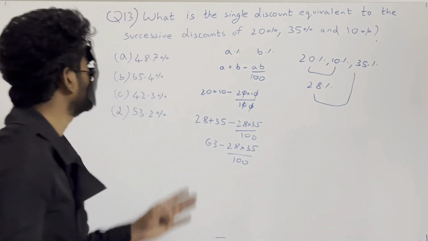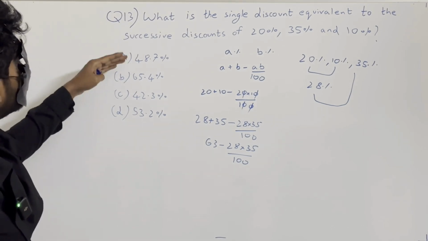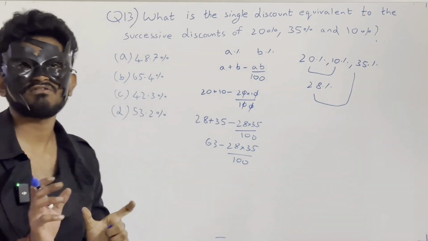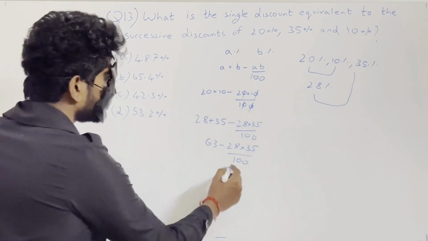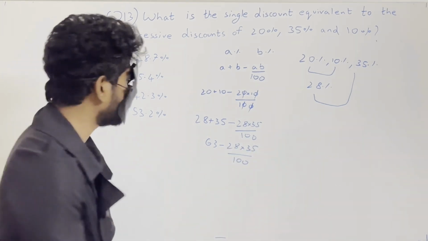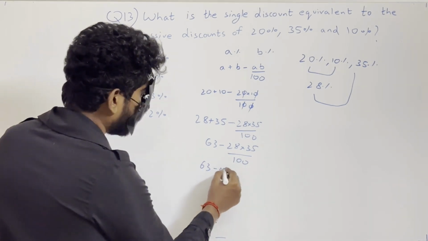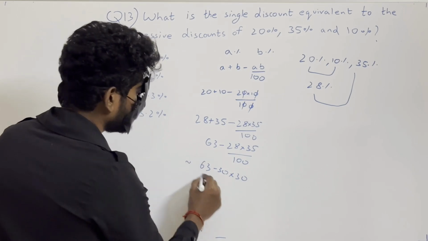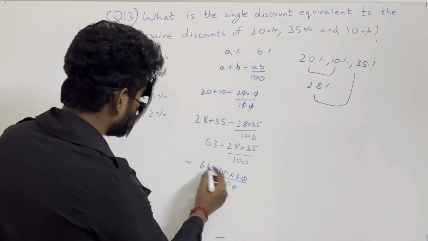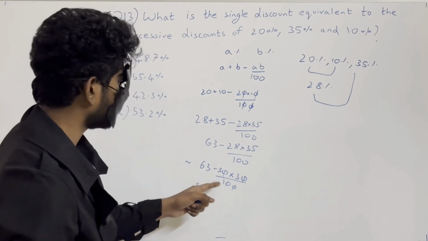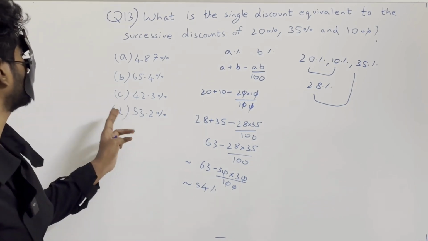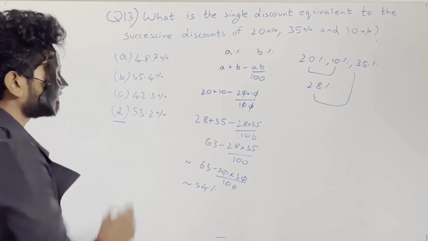And friends, here if you observe the options, one is 48.7, next is 65.4, next is 42.3, next is 53.2. So they are far away from each other. So we can use approximation here. So instead of 28 and 35, I'll approximate it to 30 and 30 to make it easier. So this will be nothing but 63 minus, approximately, 9 by 100. So 63 minus 9 will be nothing but 54, right? So approximately this will be equal to 54%. So the option close to 54% is nothing but D. So I'll mark D here.